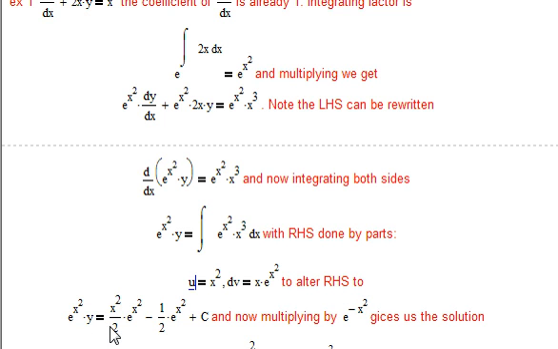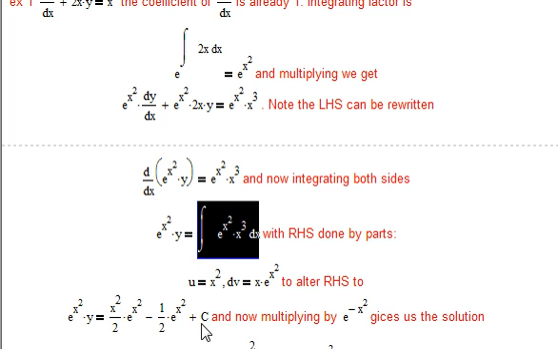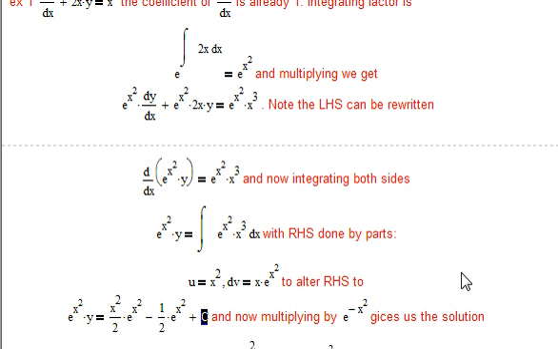You'll get e to the x squared y equals x squared over 2 times e to the x squared minus 1/2 e to the x squared. That's our integration by parts. But don't forget, when we integrate this side, we'll have a plus c, the constant of integration.